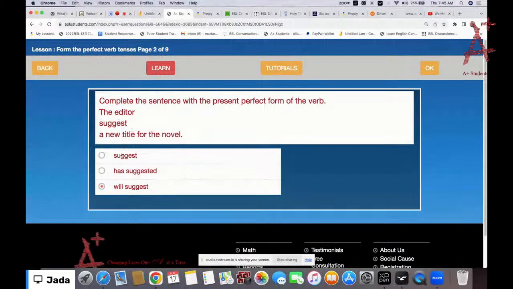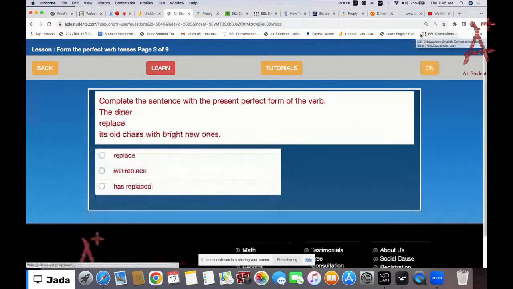So let's see which one you're gonna pick as your answer. So think, everyone. Let's be sure that we all understand this together. So do we have an answer yet? Has suggested. Okay, let's see. Okay, good job. So everyone says has suggested.